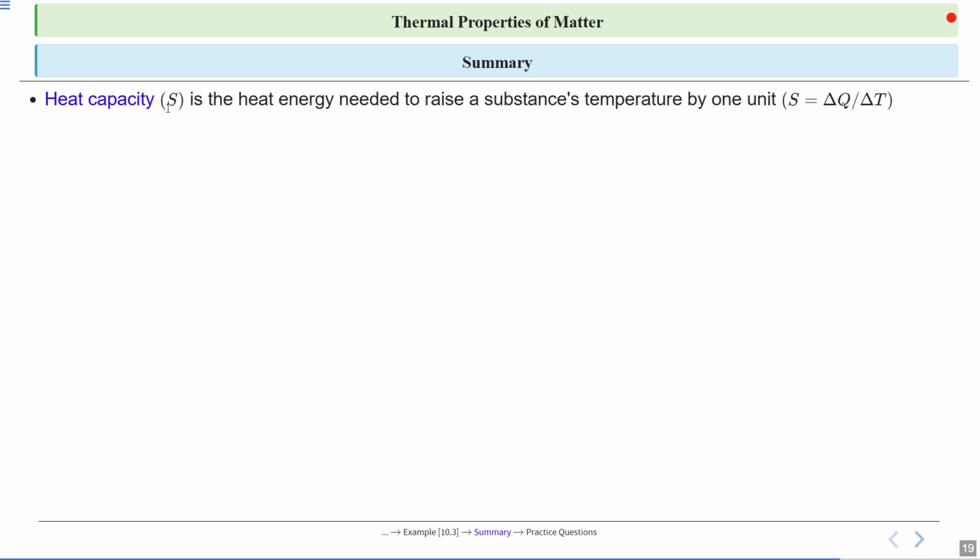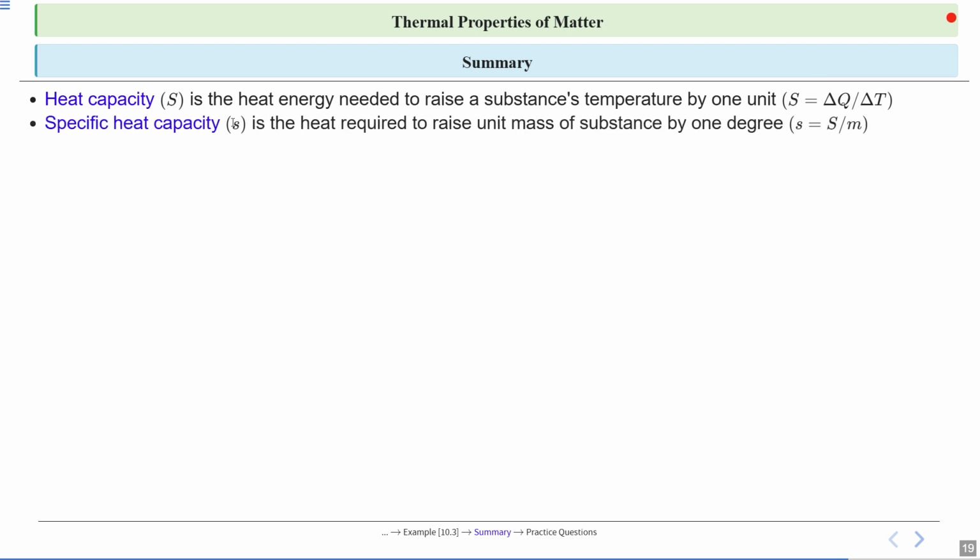Summary. Heat capacity S is the heat energy needed to raise a substance's temperature by 1 unit. Mathematically, S is equal to delta Q divided by delta T. All right. Specific heat capacity, small s, is the amount of heat required to raise unit mass of a substance by 1 degree Celsius. So s is equal to S by m. So when we put the value of capital S in here, you will get the specific heat capacity.